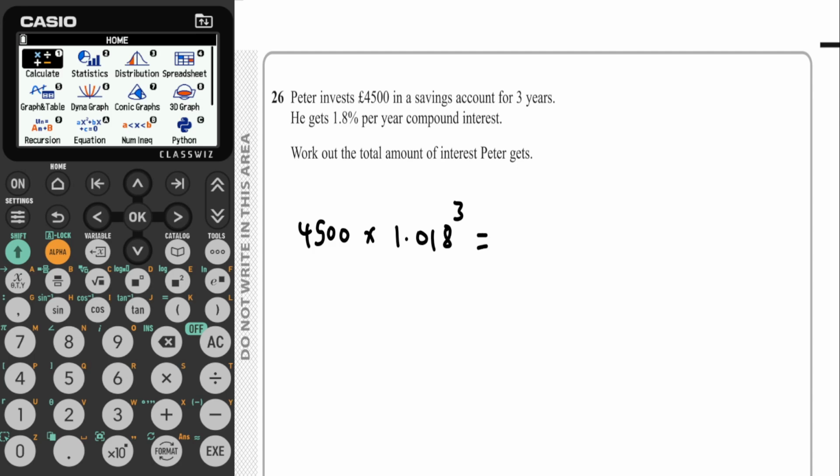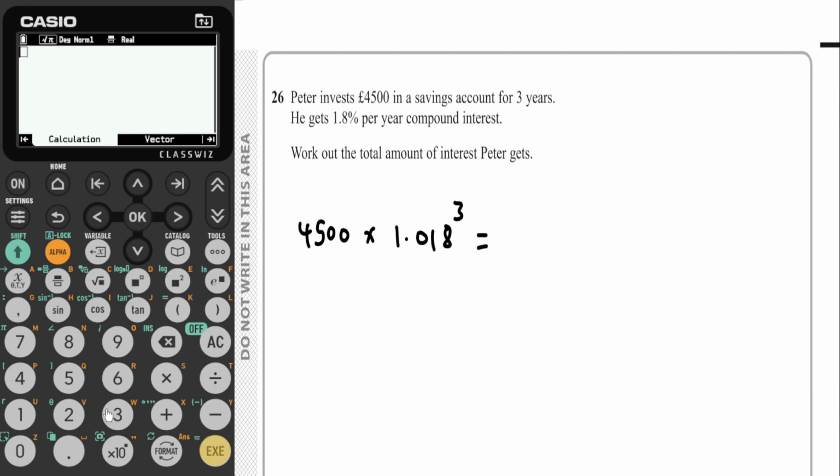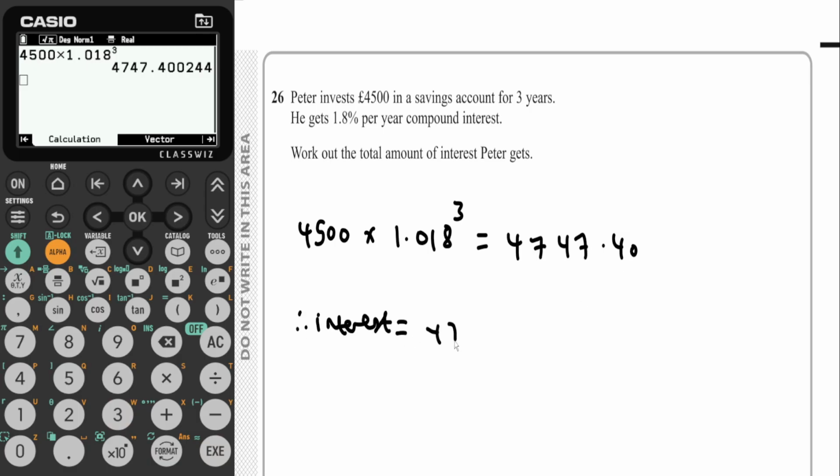So let's work this out. We have 4,500 times by 1.018 to the power of 3, which is 4747.40. So therefore the interest equals 4747.40, take away 4500, which is 247.40.